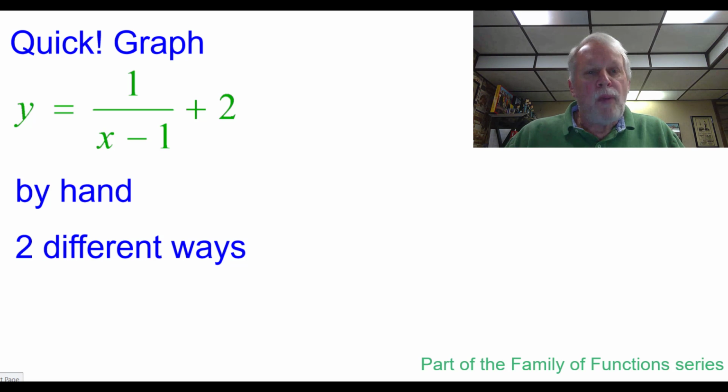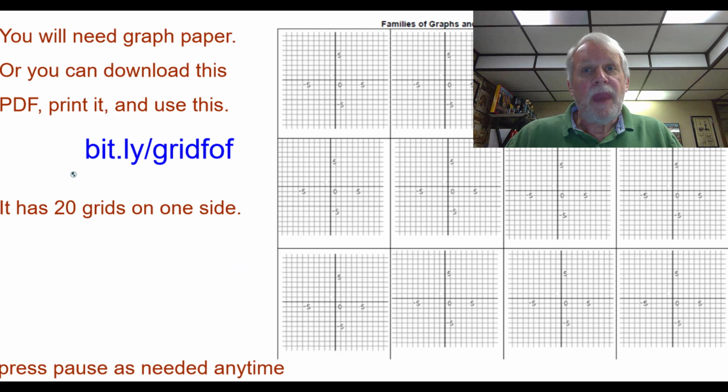Quick, graph y equals 1 over the quantity of x minus 1 plus 2 by hand 2 different ways. This is part of the family of functions series. You will need graph paper, or you can download this PDF and print it. Press pause as needed any time during this video.